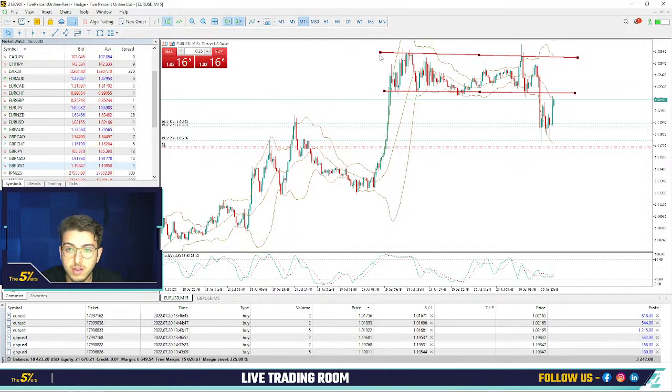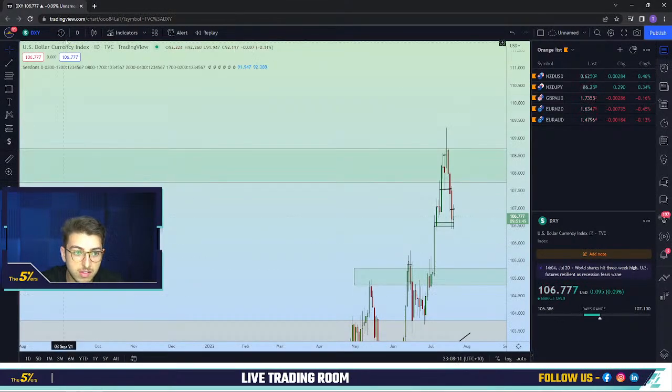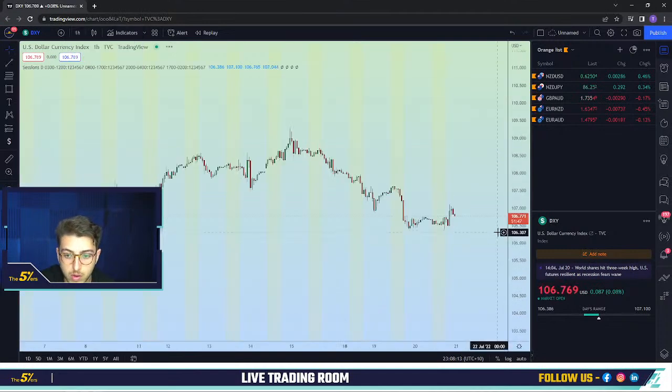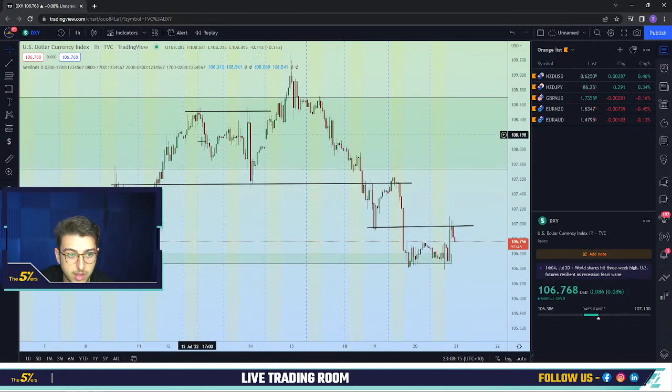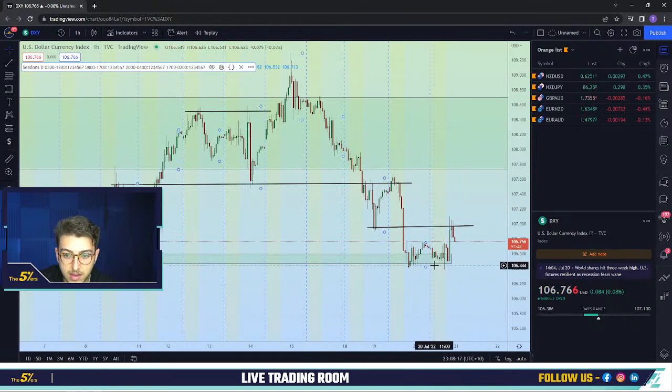this consolidation zone is exactly what we see on the dollar index. Okay, this zone, sorry, I just want to show you the zone that we had. I just want to get rid of that.